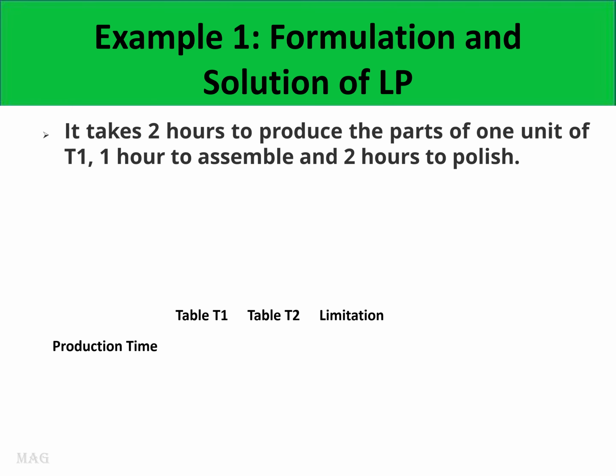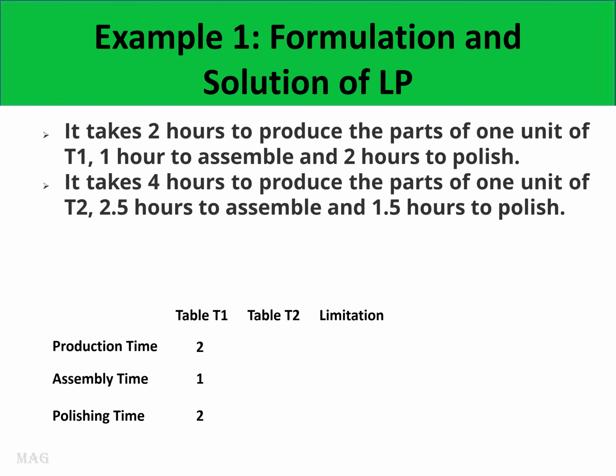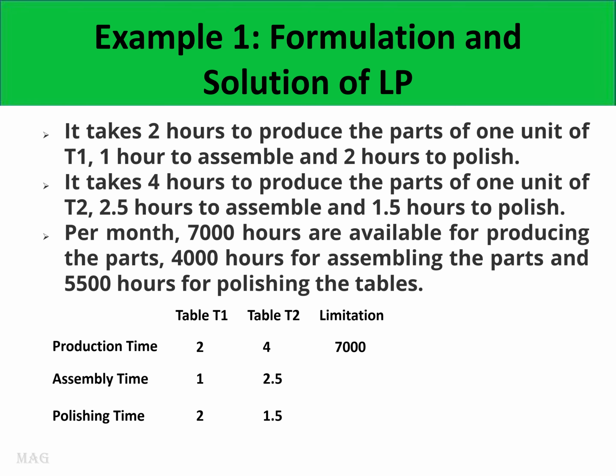Next, we set up the constraints, specifically the resource constraints. In this problem, the resource constraints are limitations in producing, assembling, and polishing the tables. Now, table T1 needs 2 hours of production, 1 hour of assembly, and 2 hours of polishing. Table T2 needs 4 hours of producing, 2.5 hours for assembly, and 1.5 hours for polishing. Now, every month, there are 7,000 hours available for production, 4,000 hours available for assembly, and 5,500 hours available for polishing.